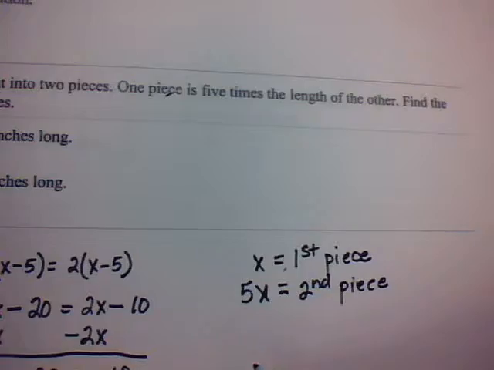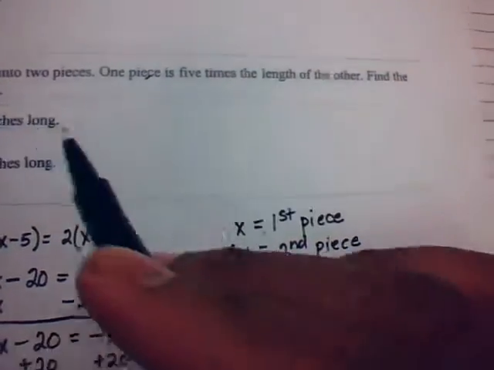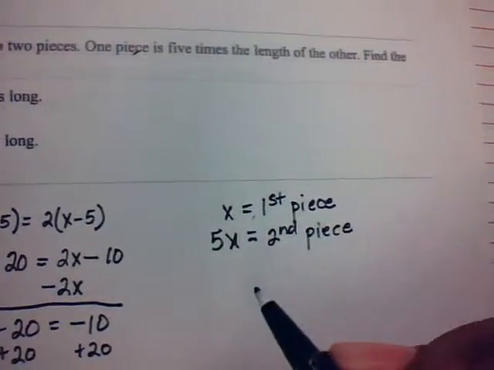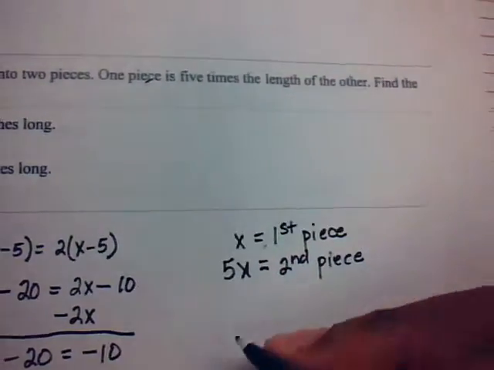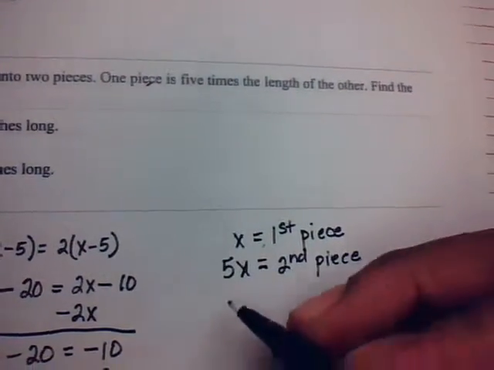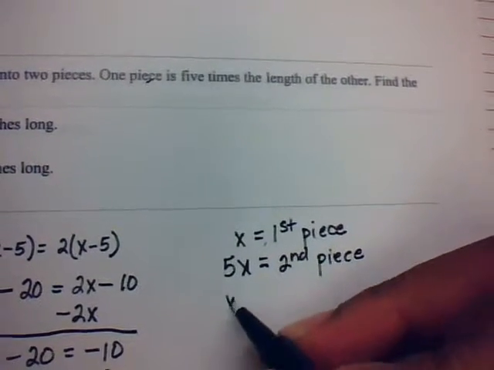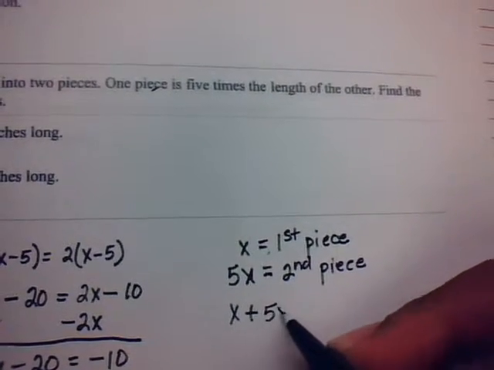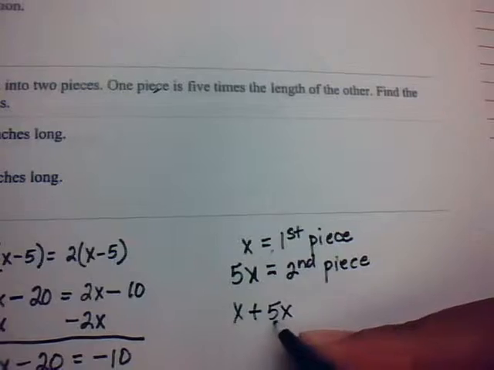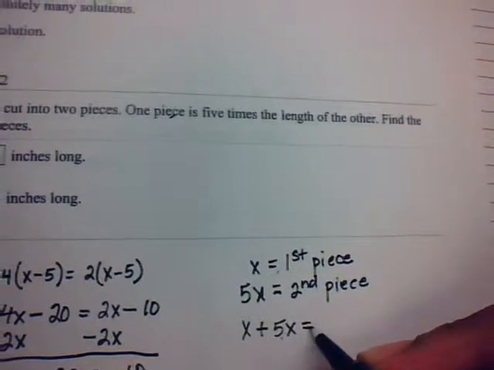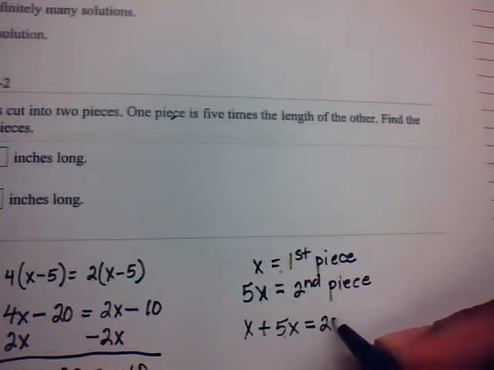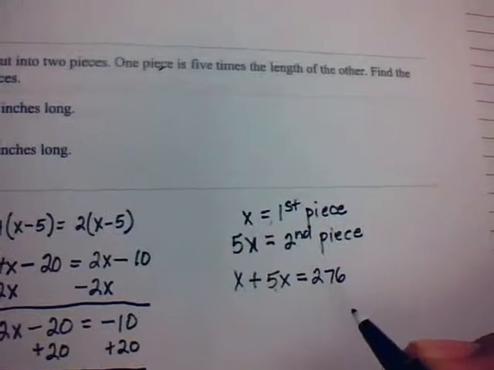And then you're going to find the length of the 2 pieces. We're told that a 276-inch board is cut into 2 pieces. So the sum of these 2 pieces must equal 276. As an algebraic equation, we'll have x, that's the first piece, plus 5x, the second piece, and that's equal to 276.